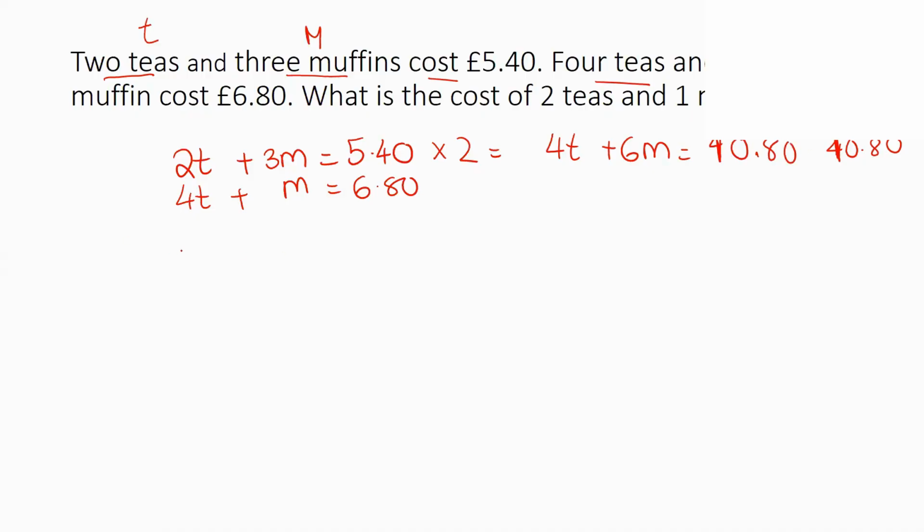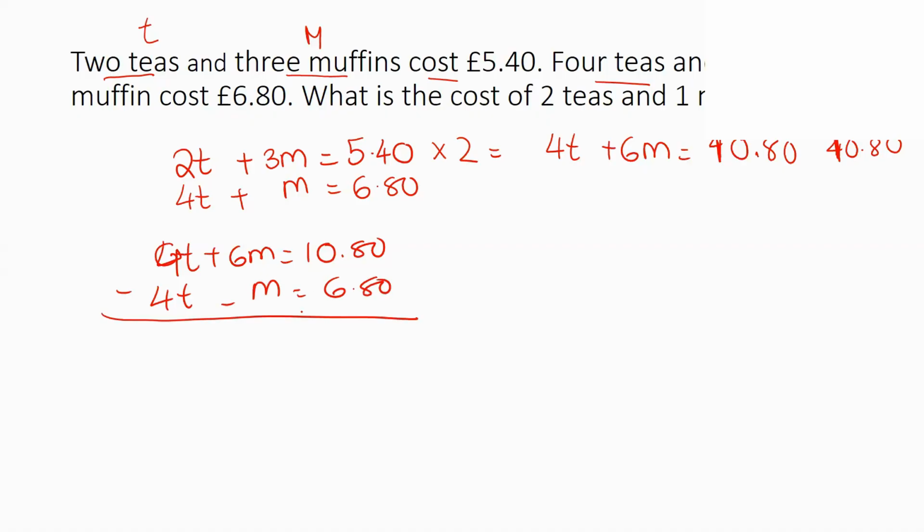So now I'm going to rewrite this here. Sorry, 4T plus 6M equals 10.80. And then I'm going to take away this equation from here. If I take away this, I'm left with 5M equals 4. And we know that if we divide 4 by 5, that's going to be 0.8, because we'll put a decimal, and then how many times 5 will go into 40, that's 8.